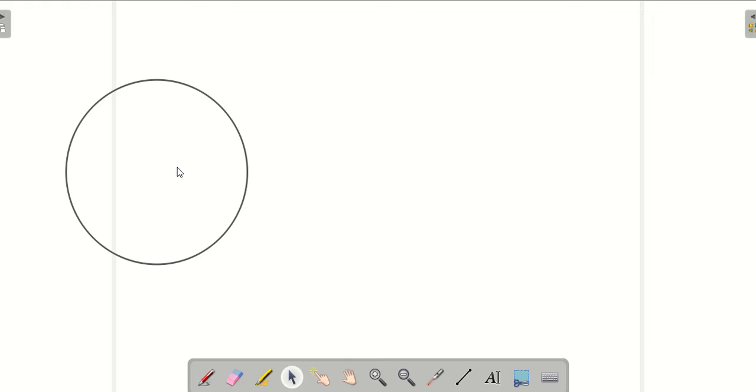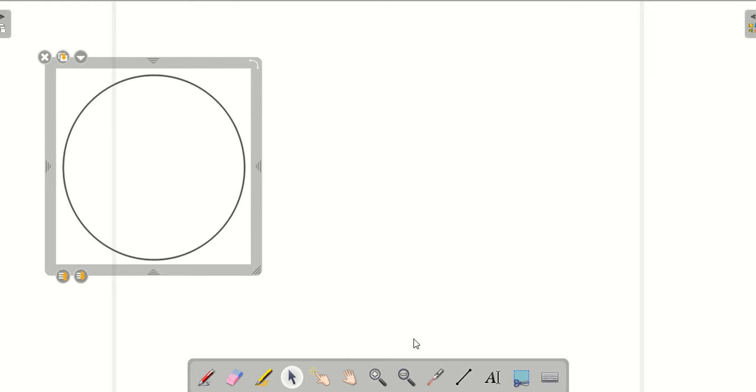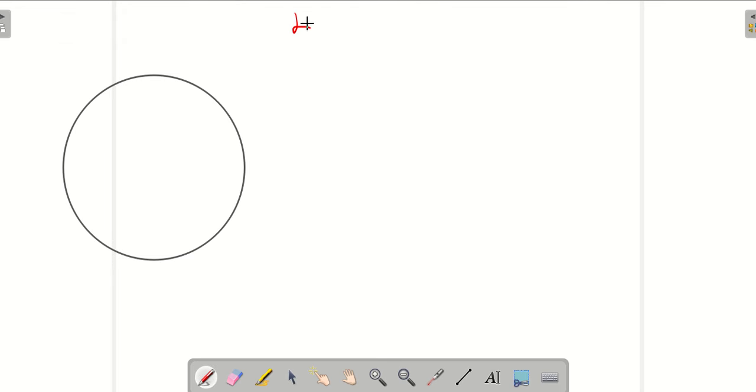Now, welcome back. We are moving on to establishing some Pythagorean identities.